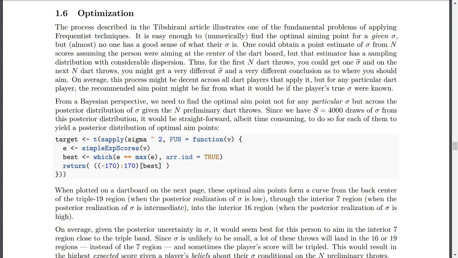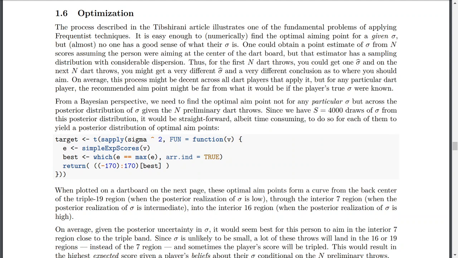But the fundamental difficulty here is that no one knows exactly what their sigma is. No one knows what their true sigma is. Even if they play darts a lot, they probably couldn't tell you what their true sigma is. And yeah, you could estimate it really accurately if you measured the X and Y coordinates. But if you just measure the scores, then the sampling distribution of the estimator of sigma has a lot of variance to it. Even if your true score is like 45 or whatever, you could easily get an estimate of that true score that was like 30 or 60.